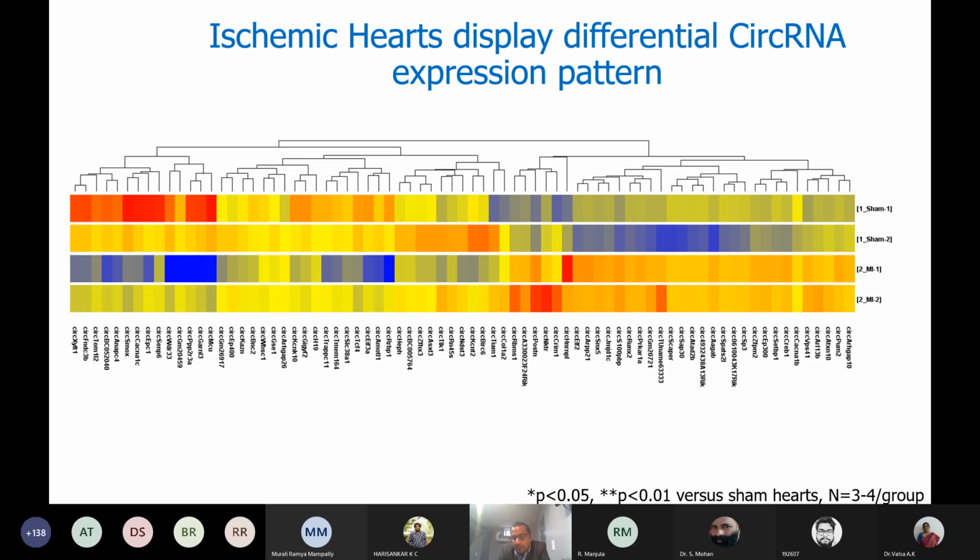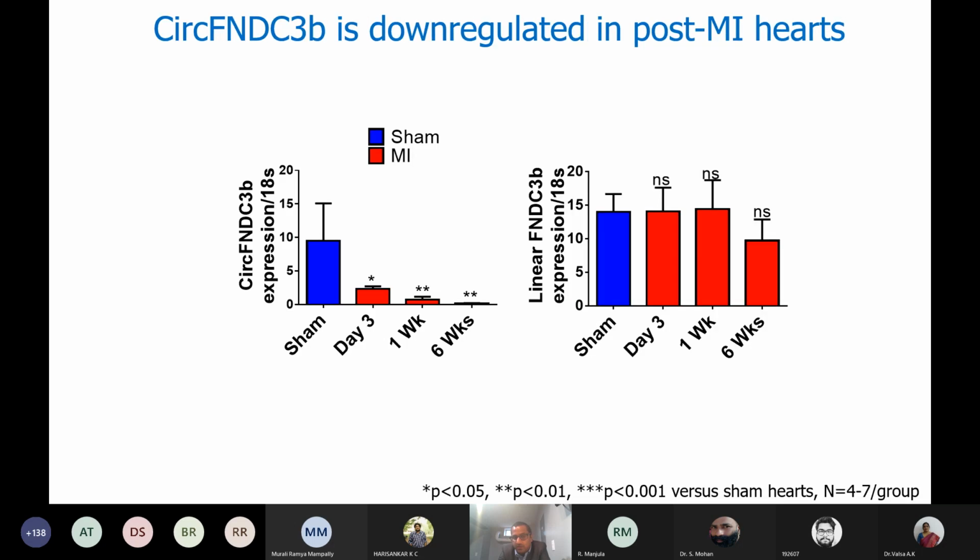So we started validating them, and we found that this circle, the circular RNA FNDC3B, is significantly downregulated at different time points post MI. We found this circular FNDC3B to be downregulated in the microarray data, and we validated that at different time points post MI. FNDC3B is a gene basically. Think about any of your favorite genes. Just like splice variants for a gene, circles can form from any number of exons. This circle is coming from the second and third exon of the FNDC3B cognate gene.